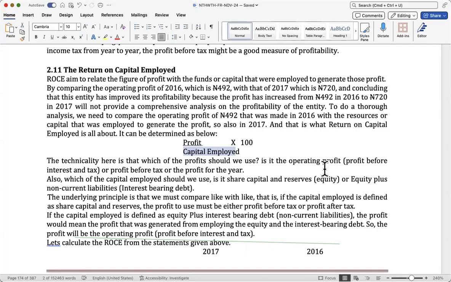However, if your capital employed is your equity plus your liabilities, usually your non-current liabilities, which are the interest-bearing debts like the loans and the debentures, if that is the capital employed you are using, then the profit you have to use must be the profit before interest and tax, PBIT, which we also call operating profit. That's if your capital employed is your equity plus your non-current liabilities.